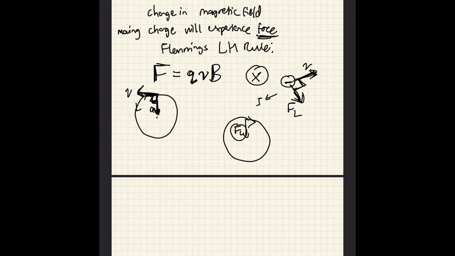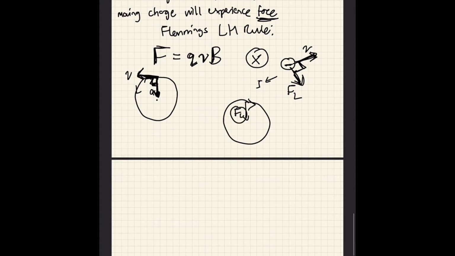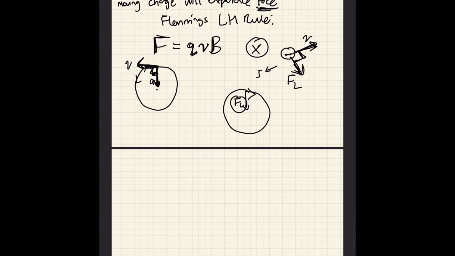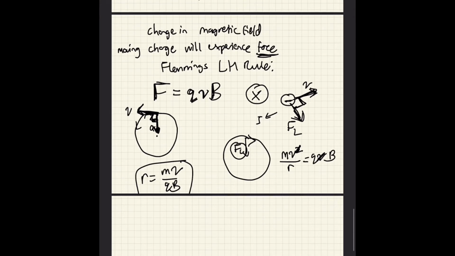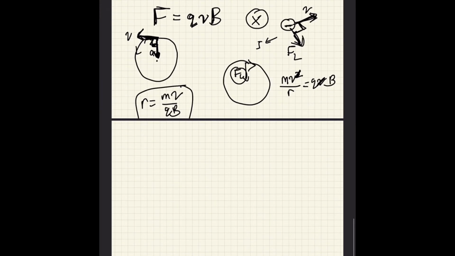And now the Lorentz force acts like a centripetal force. And so if you want to find the radius of the circle, just use the centripetal force equation. mv squared over r is equal to qvb. The v cancels. You get r is equal to mv over qb. So that's the radius of the circle. So what you have seen here is that you can use a magnetic field to bend the charge and keep it in a confined space.